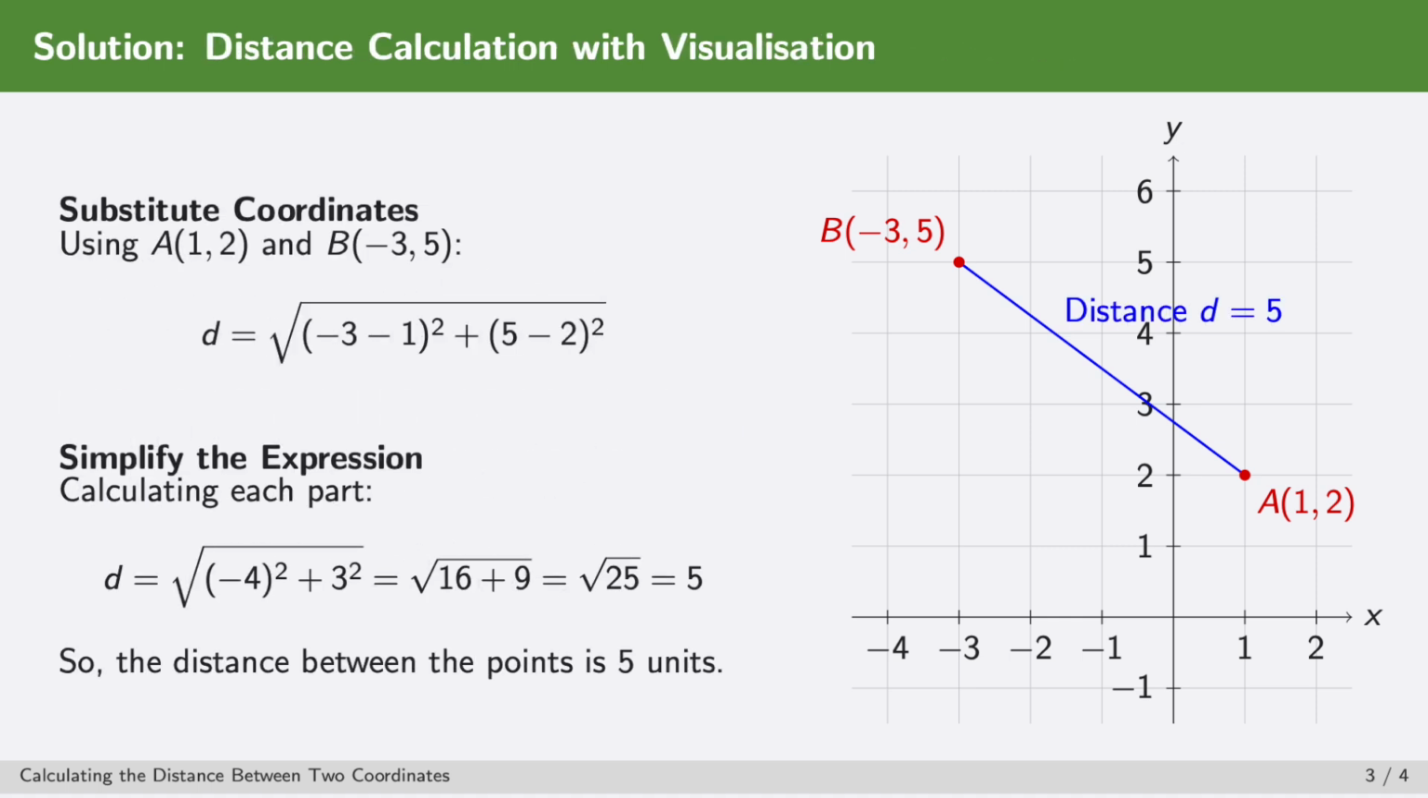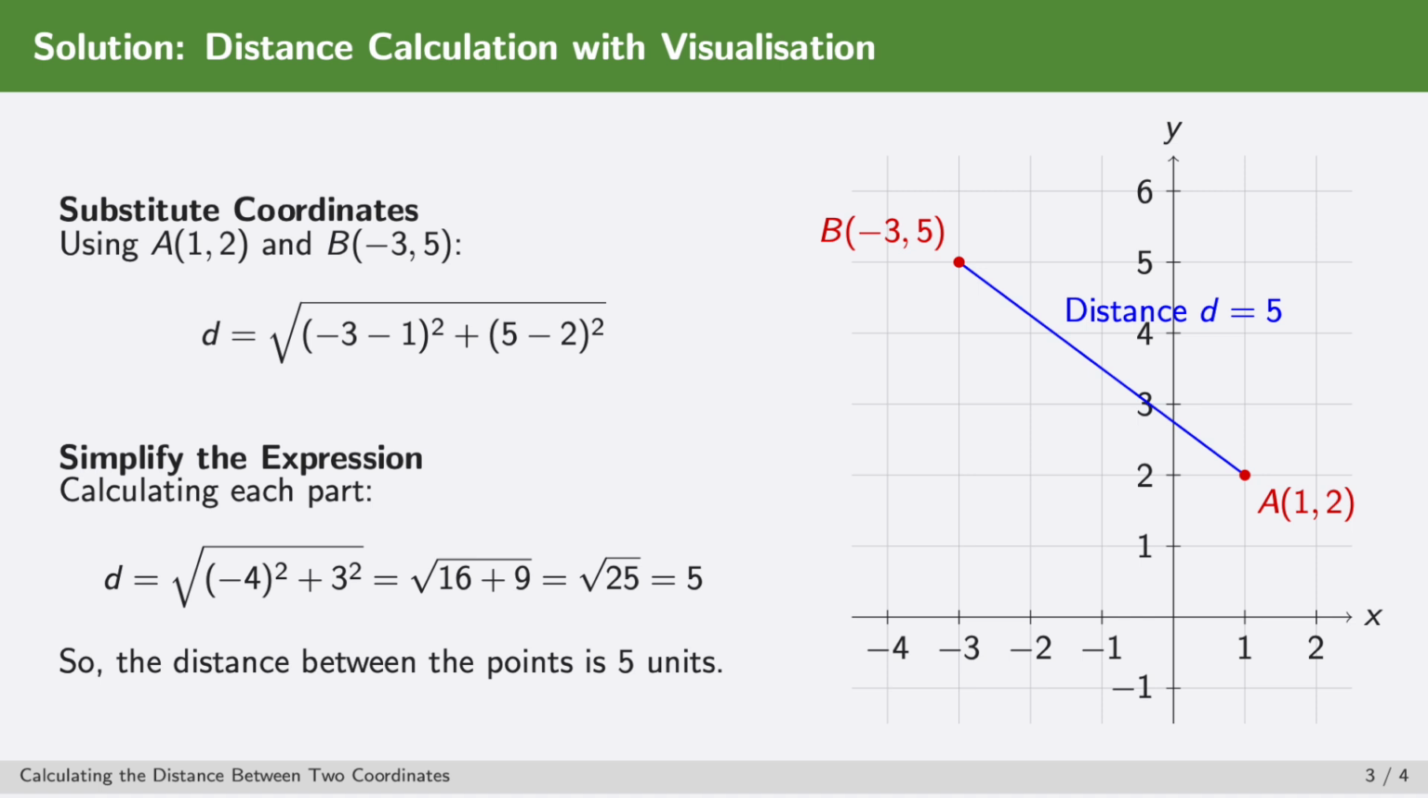Okay, now we're putting the coordinates into our formula, starting with point A, which is 1 and 2, and point B, which is -3 and 5. Here's what we do. Take the x-coordinate of point B, which is -3, and subtract the x-coordinate of point A, which is 1. That gives us -4. Then we move on to the y-coordinates. Take the y of B, which is 5, and subtract the y of A, which is 2, and we get 3. So we have -4 and 3.